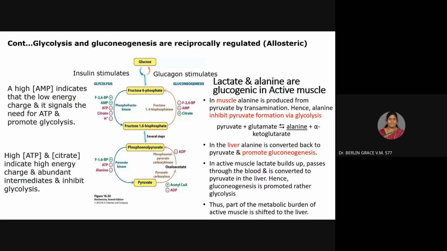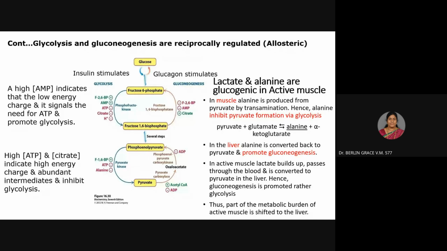Such regulation you can see illustrated with this diagram. High AMP indicates a low energy charge, and it signals the need for ATP and promotes glycolysis. High ATP and citrate indicate a high energy charge and abundant intermediates, so that can inhibit glycolysis. So the enzyme regulation by allosteric mechanism is explained here.